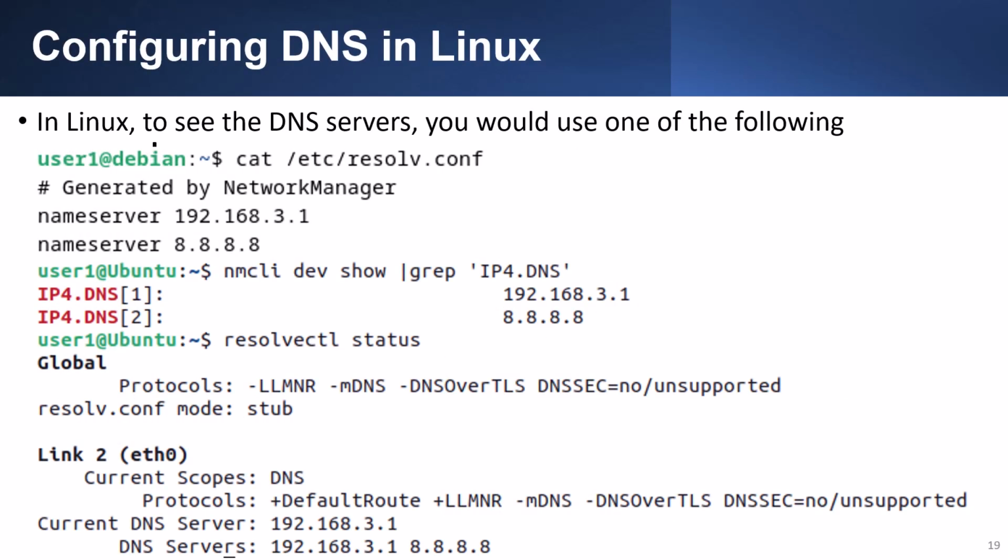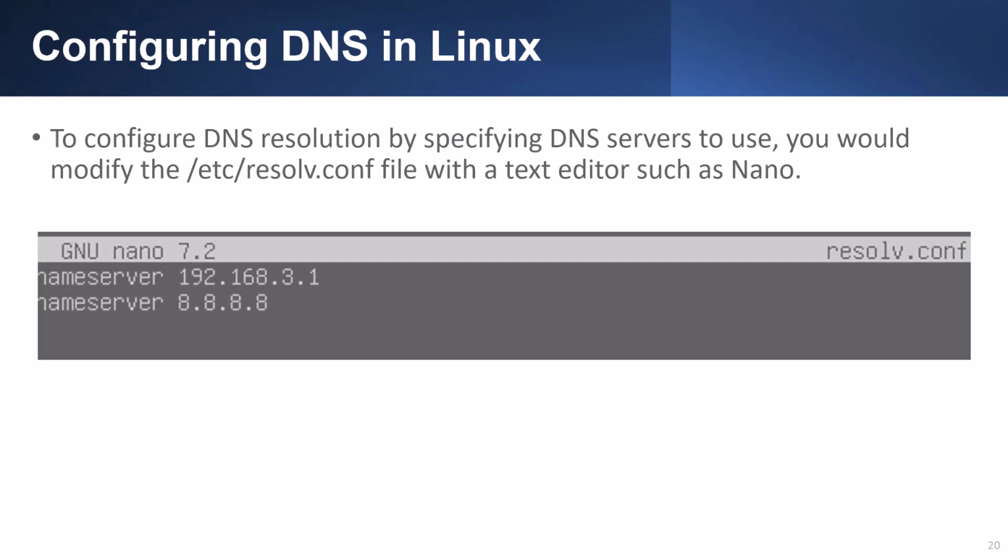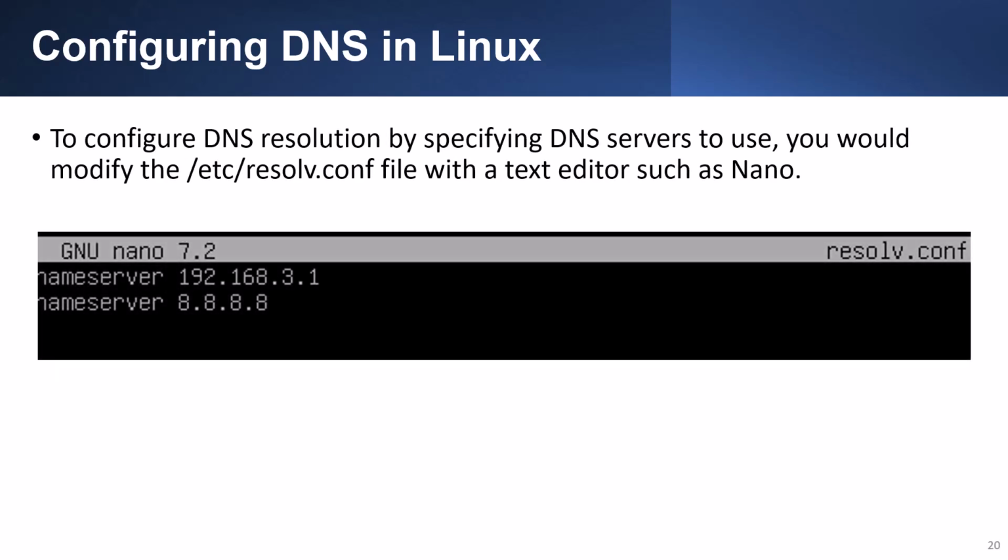In Linux, to see the DNS servers, you'd use cat /etc/resolv.conf, the nmcli command combined with the grep command, or the resolvectl status command, based on your Linux distribution, as shown on the screen. To configure DNS resolution by specifying the DNS servers to use, you would modify the /etc/resolv.conf file with a text editor such as Nano.